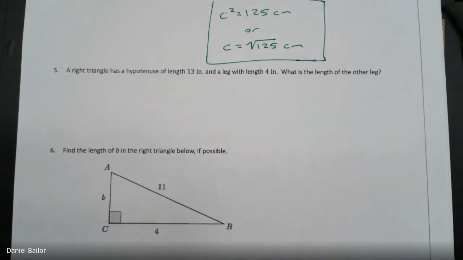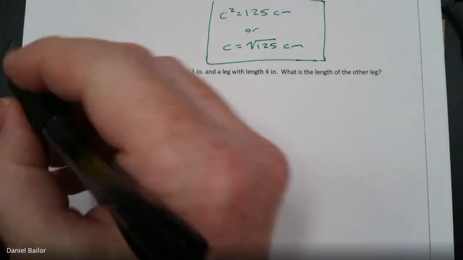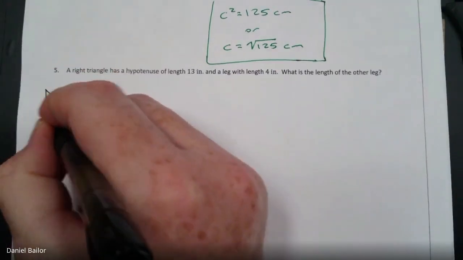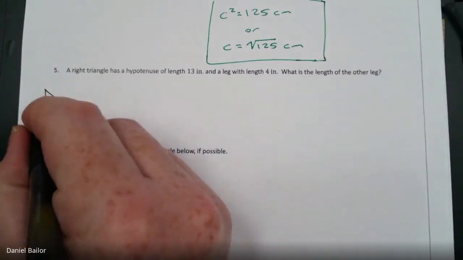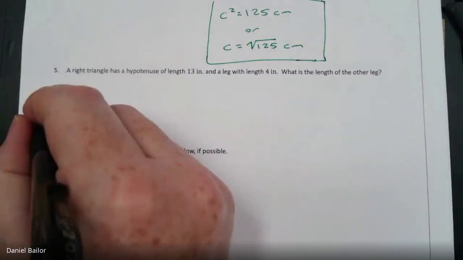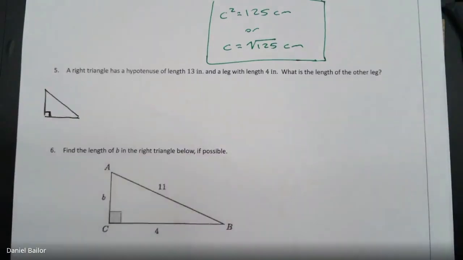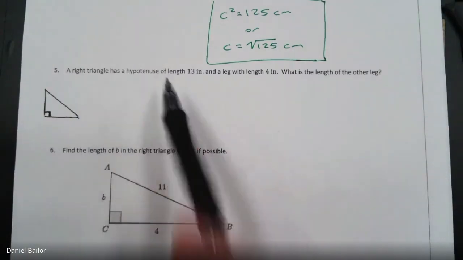A right triangle has a hypotenuse length of 13 inches and a leg with 4 inches. What is the length of the other leg? Now, this is an interesting one because they did not give you a diagram this time. Now, you could, if you want, draw your diagram. No one is going to stop you from drawing your diagram and then label the right angle and then label what they tell you. So it says hypotenuse of length 13.